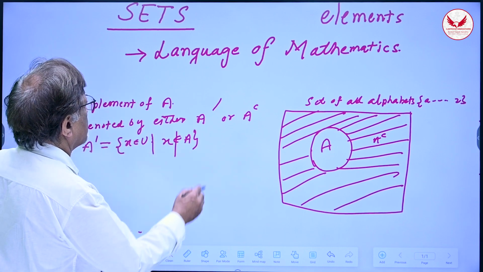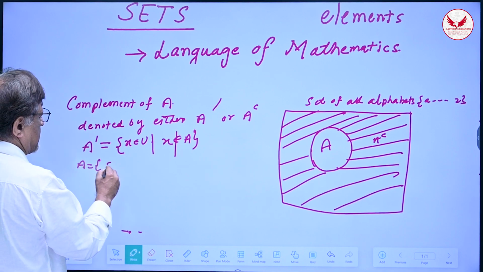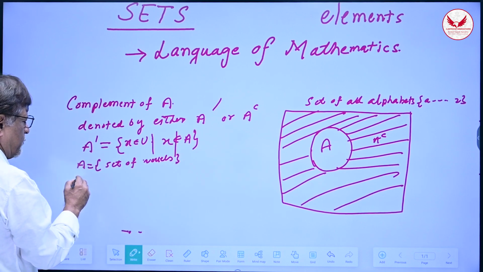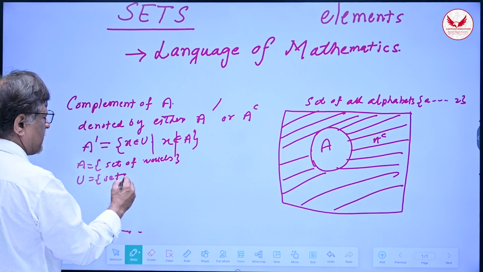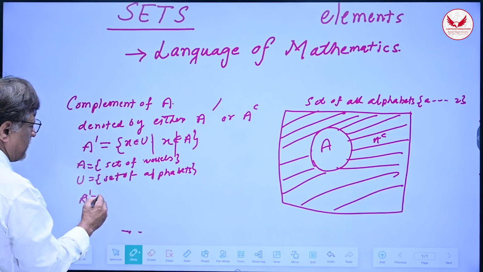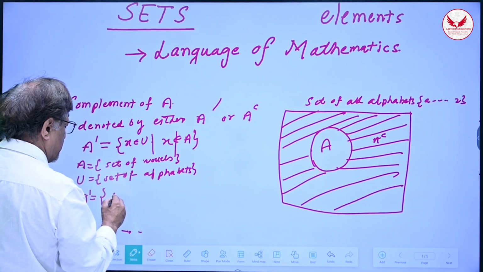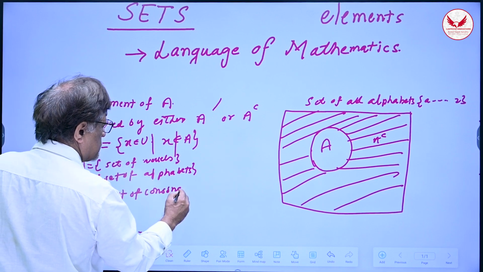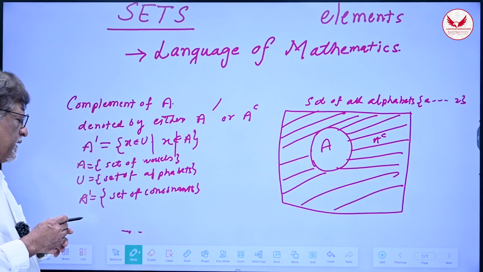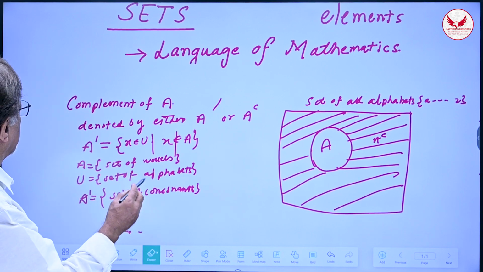Okay. So in this case, for example, if I take A as the set of vowels and the universal set as the alphabets, then A dash will be what? Those alphabets which are not vowels, that means the set of consonants. Correct? So these are very simple concepts which can be visualized by using diagrams like this. These diagrams are very useful for explaining the concept of a set and its complement.